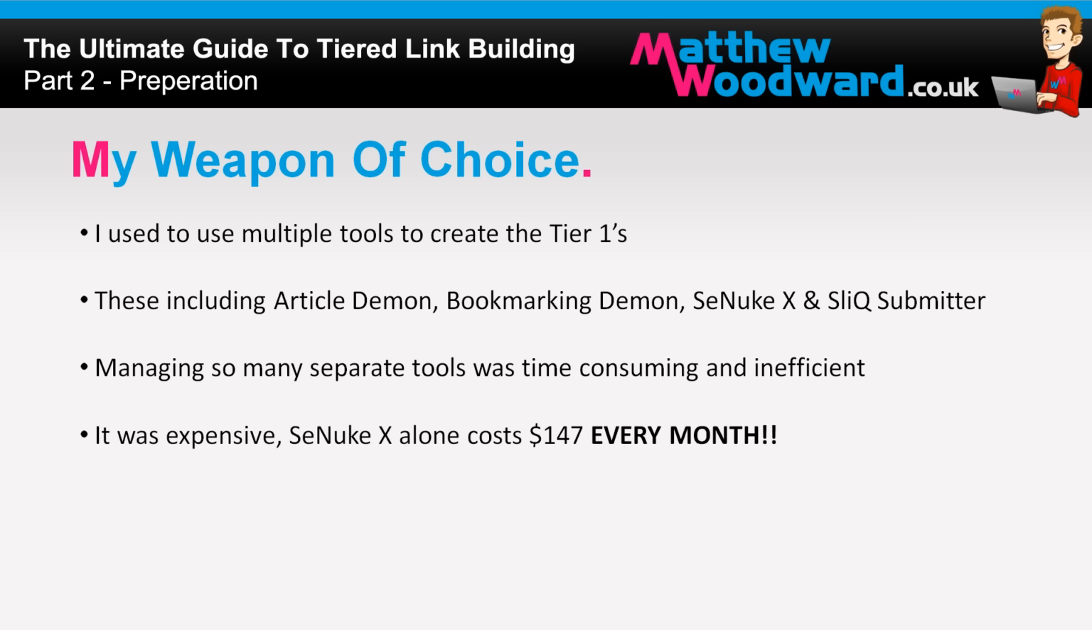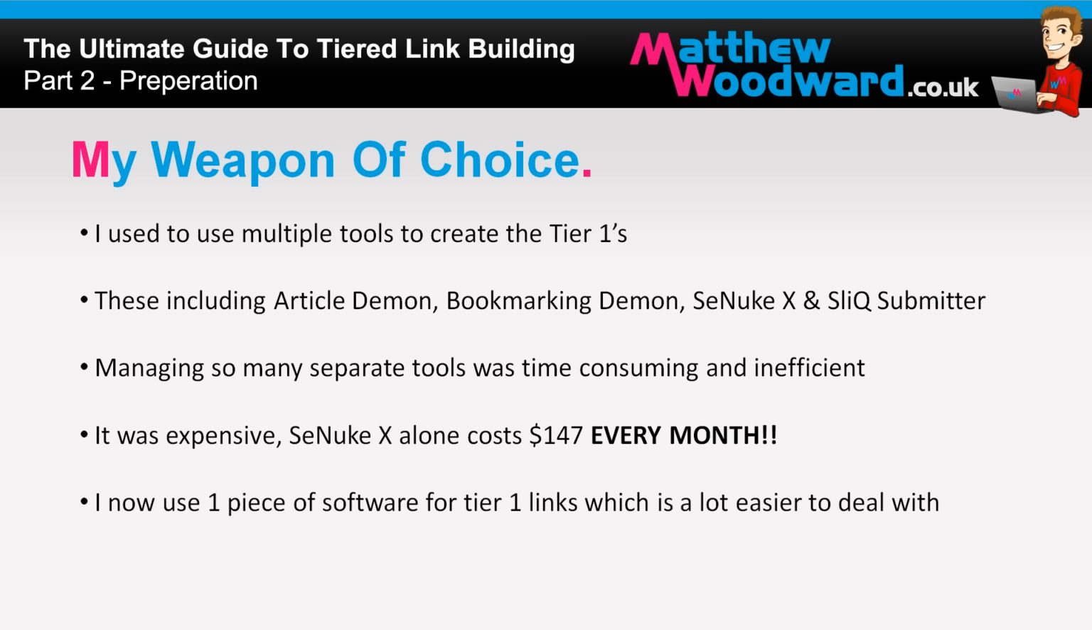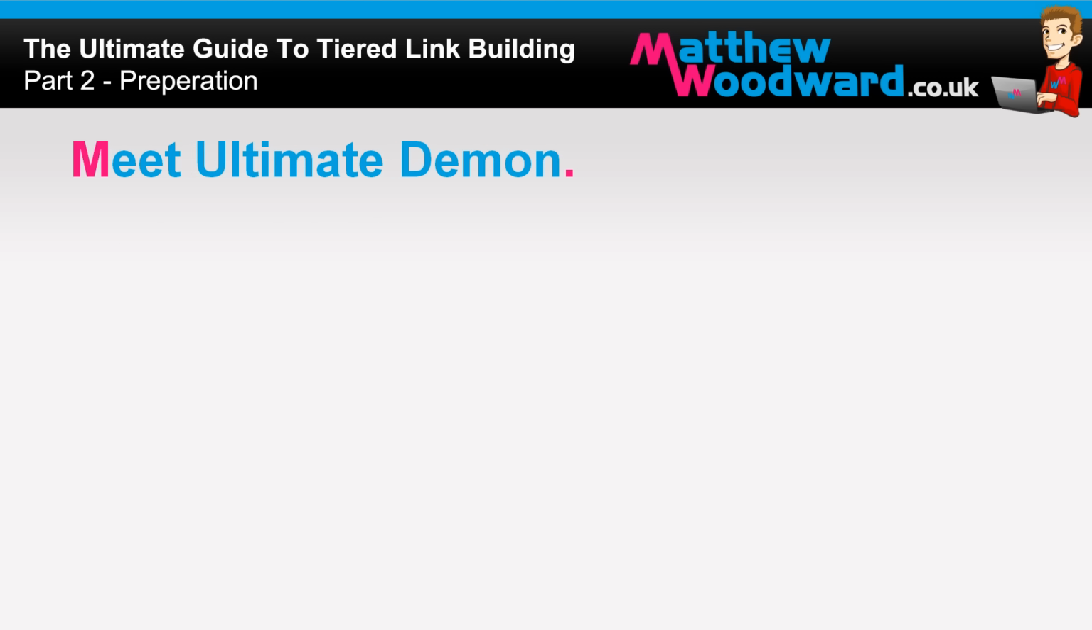For example, SeNukex costs $147 every single month. That adds up to nearly $1,800 across a year. That is ridiculously expensive if you ask me. So to reduce costs, make things easier to manage and improve efficiency, I wanted to find a single piece of software that could do everything I need for the first tier. After trying a few pieces of software, that tool ended up being Ultimate Daemon.